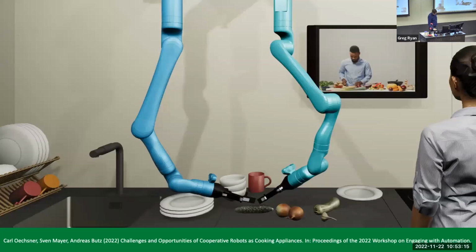Because then we can look at something like this. If we have two robotic arms, kitchen example, right? We have two arms and we want collaborative cooking. If we have this embodiment, we can now potentially, future vision, tell our system to chop the onions, for instance.